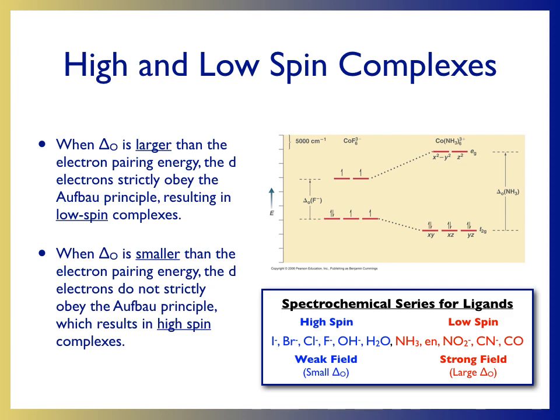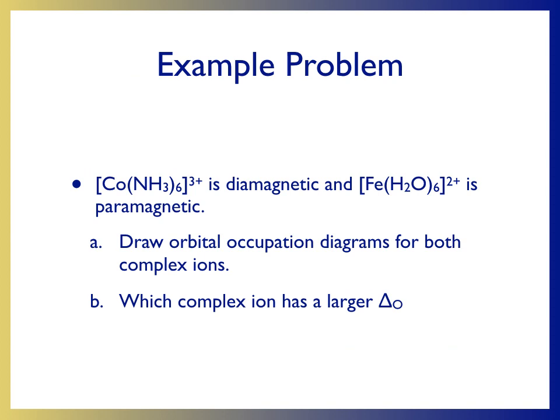Let's take a look at an example. We have two complexes: cobalt with ammonia ligands and an iron with water ligands. We note that the cobalt complex is diamagnetic and the iron complex is paramagnetic. We have two parts to this problem. We first want to draw orbital occupation diagrams for both complex ions, and we then want to determine which complex is going to have a higher delta O.